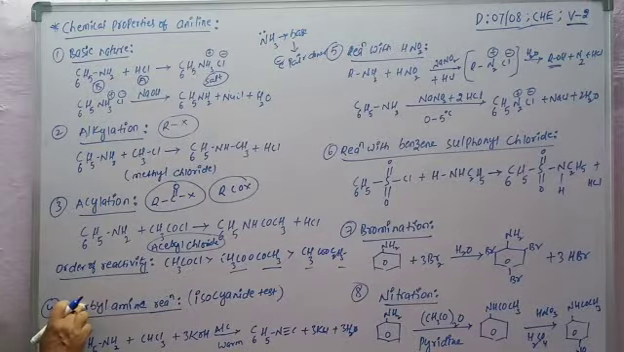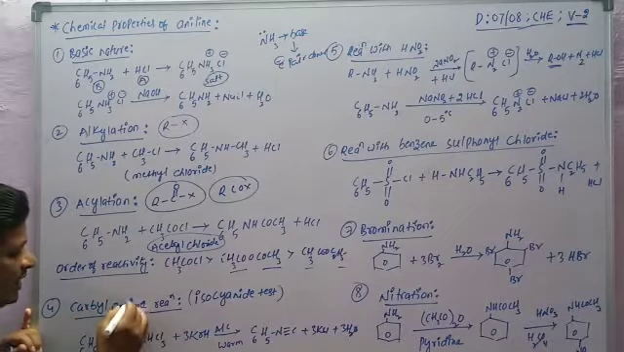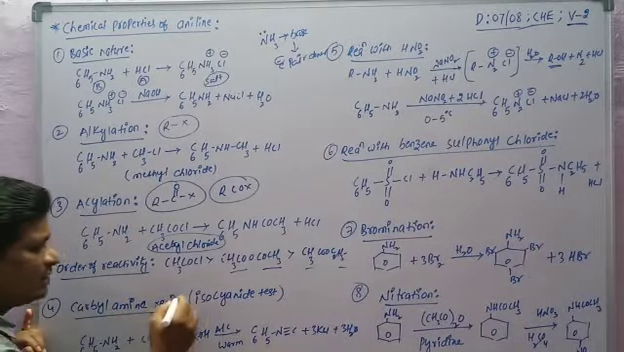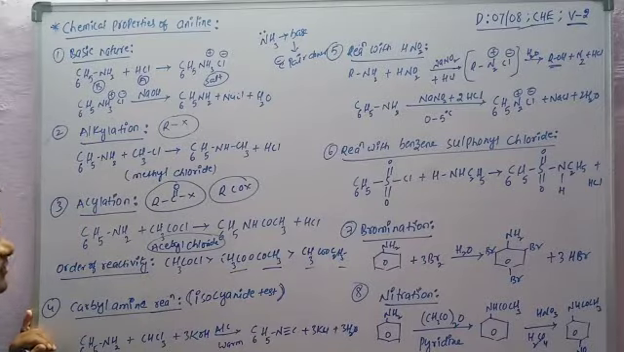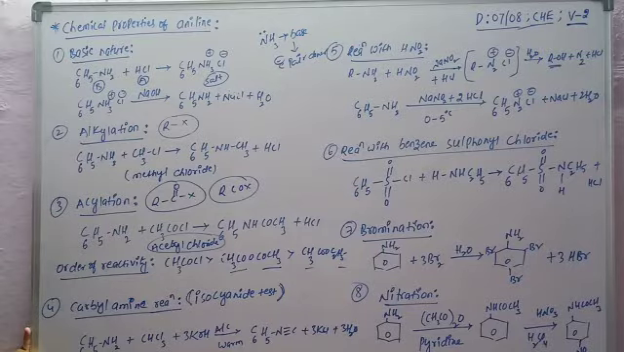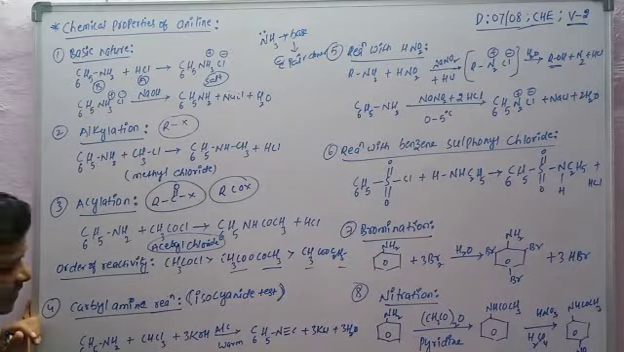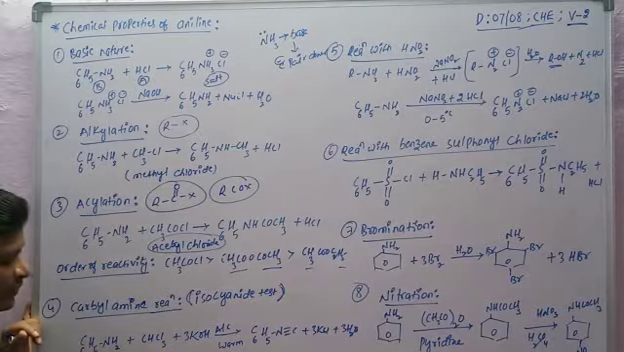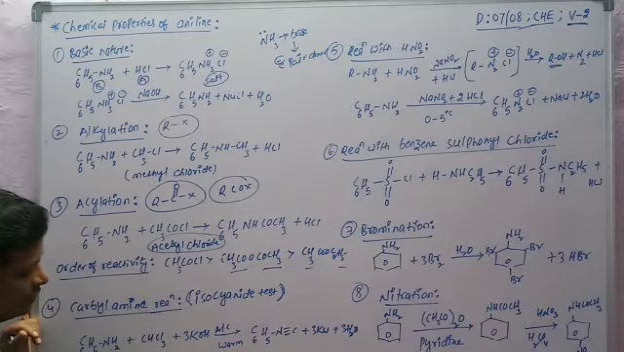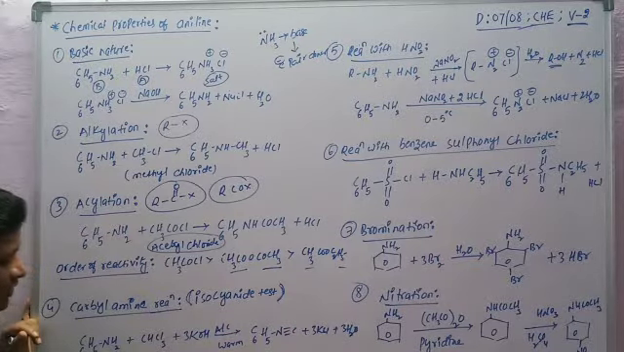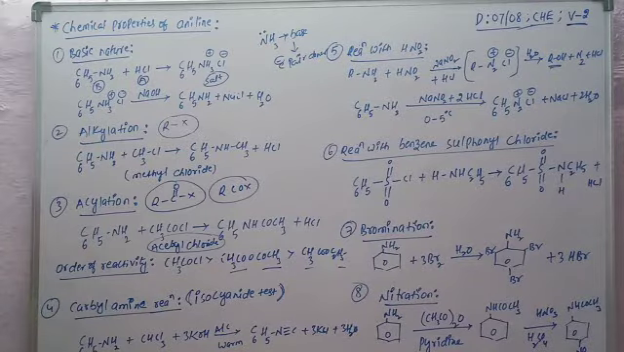So next one is the carbylamine reaction. This reaction is also known as the isocyanide reaction. For example, if NC is present, it is isocyano. If CN is present, it is cyano.